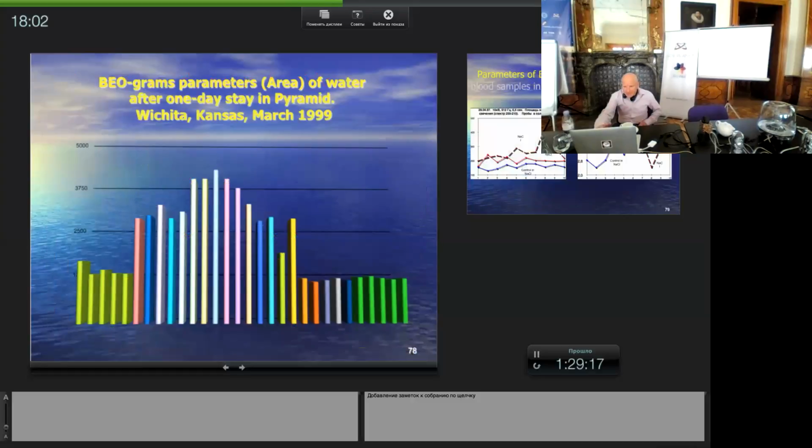And we had measurements in different models. For example, in Wichita, Kansas, they have a huge model of the Cheops pyramid, about 15 meters or something like this. And they do a lot of treatment with this model. And we put water in different parts of this pyramid. And you see the highest signal was in the area of the King's Chamber. Not on the top, but in the area of the King's Chamber.